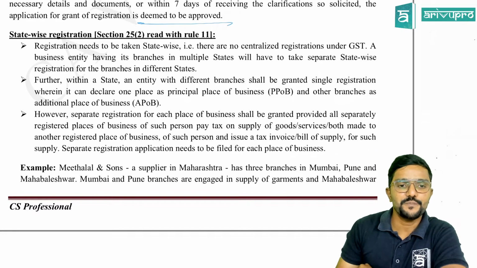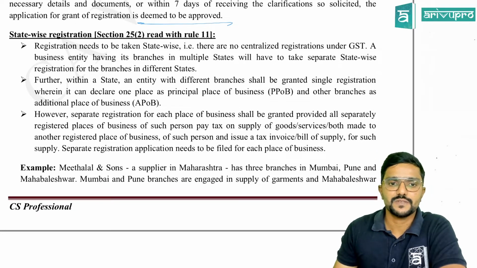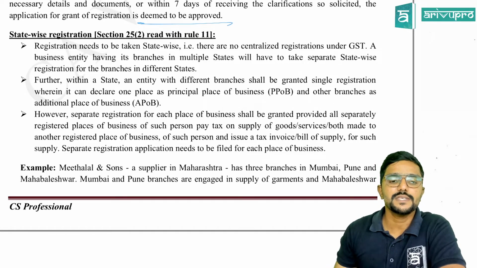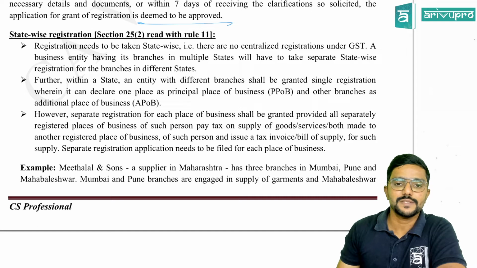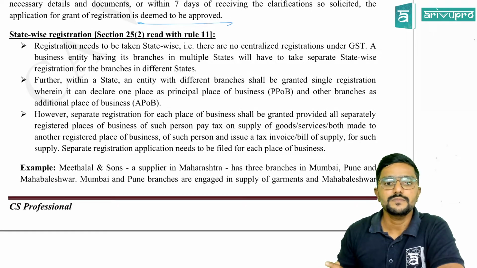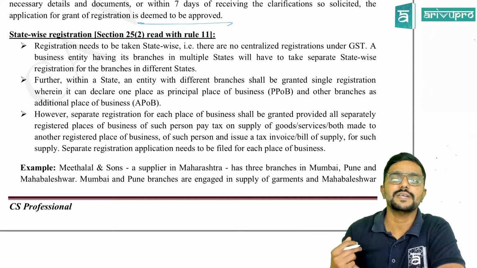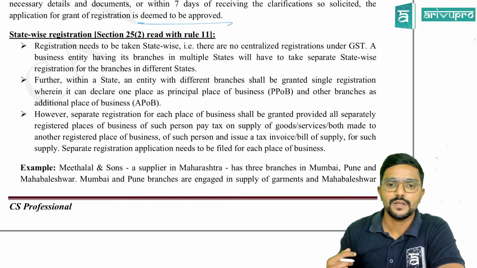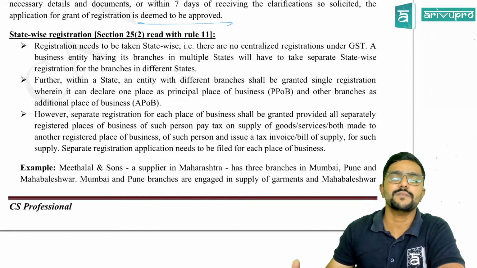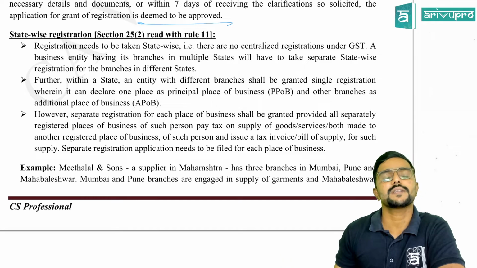Next, subsection 2, state-wise registration. Section 25, subsection 2, read with rule 11. Registration needs to be taken state-wise. That is, there is no centralized registration under GST. A business entity having branches in multiple states will have to take separate state-wise registration for the branches in different states. So for each and every state, wherever you have business, you have to take separate registration.